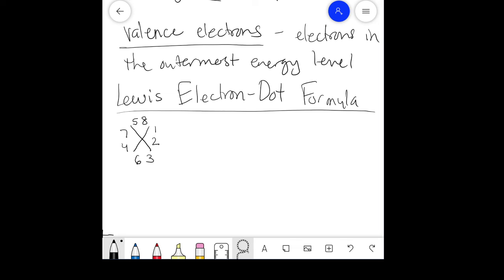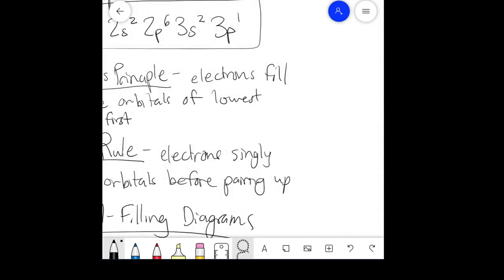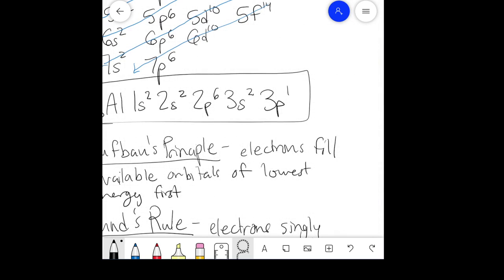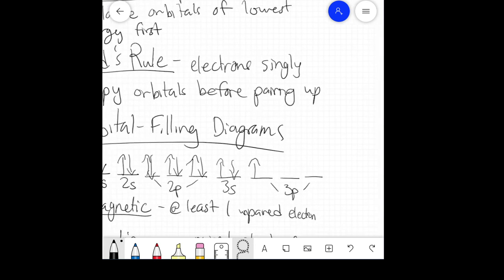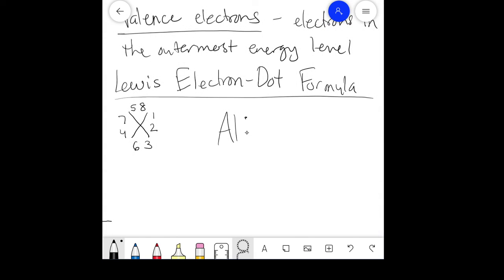And so say we do aluminum. We did the electron configuration, so we can see that its highest energy level is 3, and in that energy level, it has 3 electrons. So when we do this, you're going to have 1 dot there. And that would be the Lewis electron dot formula for aluminum.